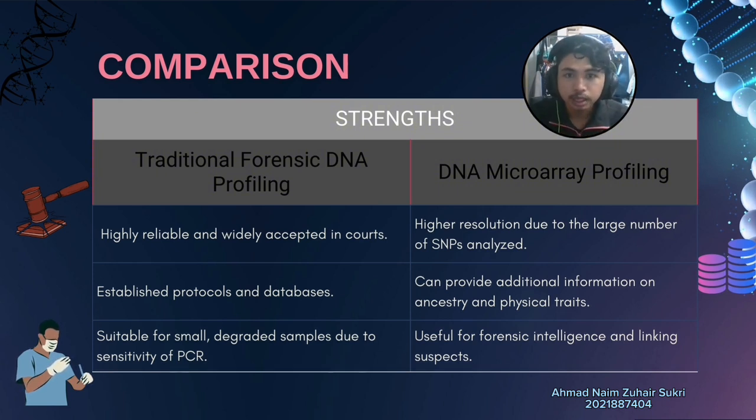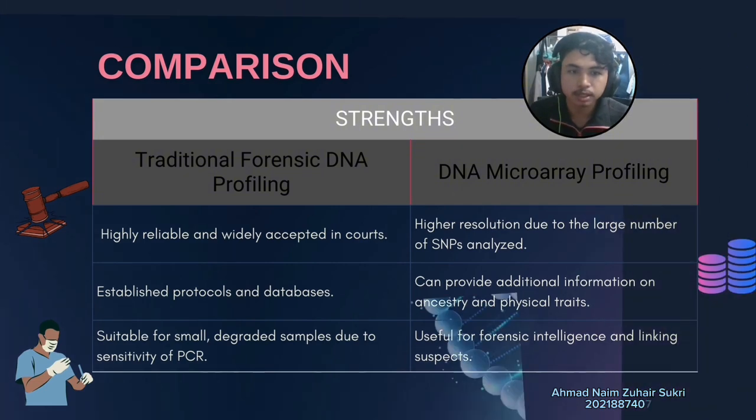On the other hand, DNA microarray profiling offers higher resolution by analyzing a large number of SNPs. It can provide additional information on ancestry and physical traits, making it useful for forensic intelligence and linking suspects through familial connections in commercial databases.